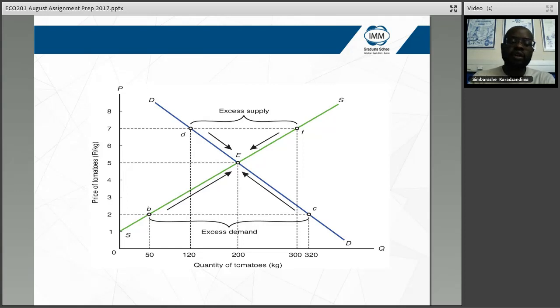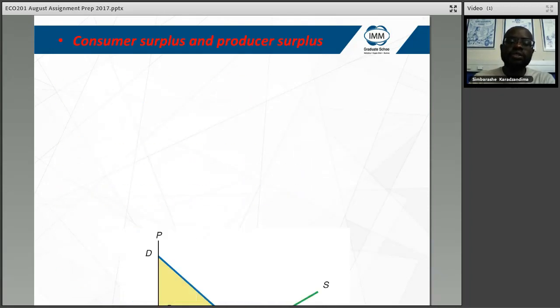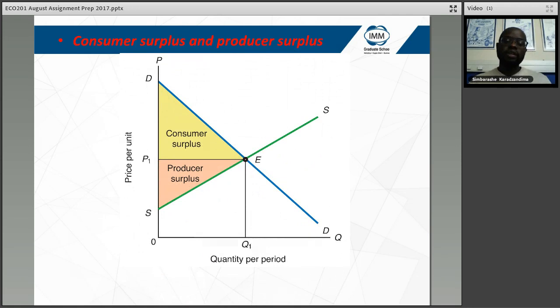We have seen this when tomatoes are in season, we buy them at a cheaper price. As suppliers are trying to offload the tomatoes, this is going to put a downward pressure on price. As the price is decreasing, the quantity supplied will be decreasing, and the quantity demanded will be increasing until we reach equilibrium. So that is the market equilibrium.